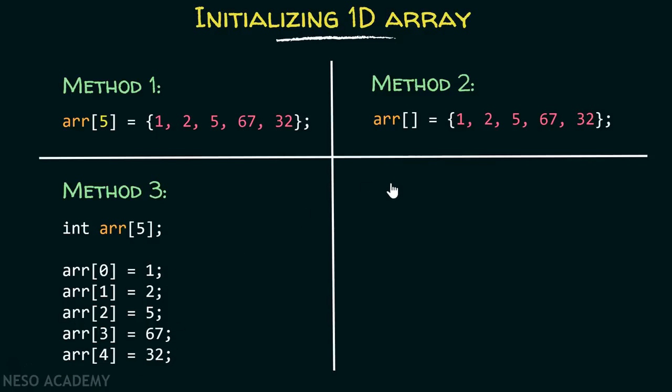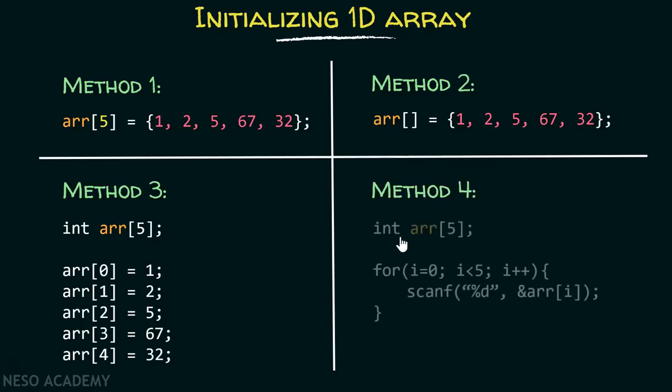Now let me discuss method number 4 with you. And here is how it looks like. You are first declaring the array, and then inside this for loop you are accepting inputs from the user with the help of this scanf function. Those inputs will get entered inside this array one by one. This for loop runs from 0 to 4 because the size that I have specified over here is 5.